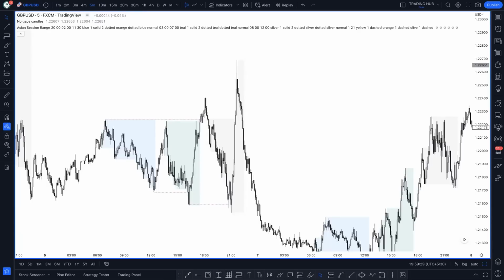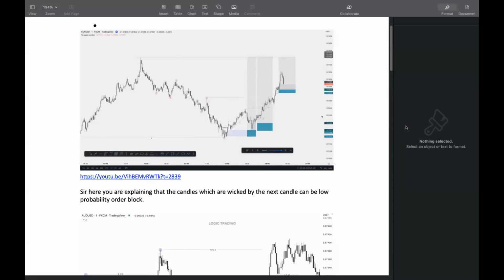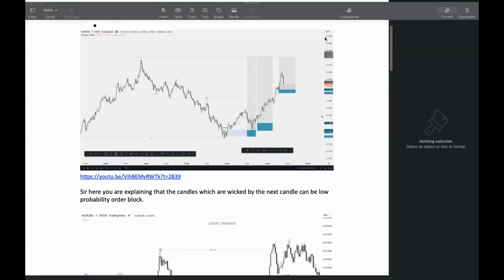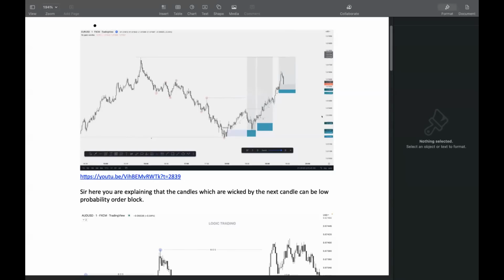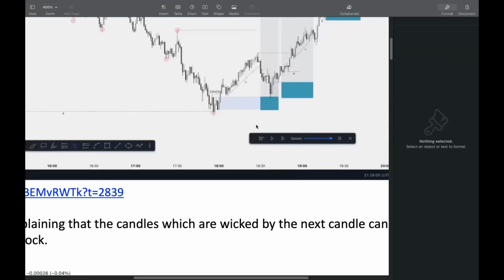सेकंड रुको मैं क्वेश्चन देखता हूँ. यस सर. जी तो आप तो इस कंडीशन में क्या करना चाहिए सर?